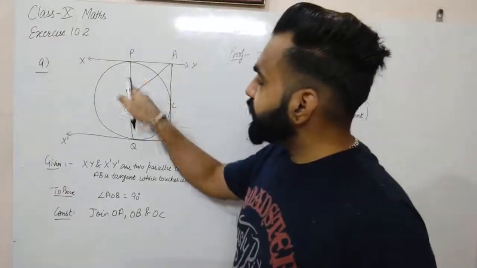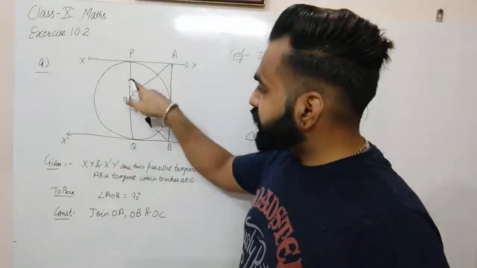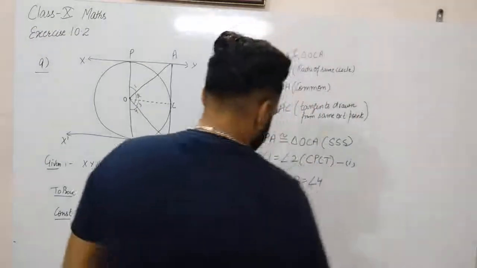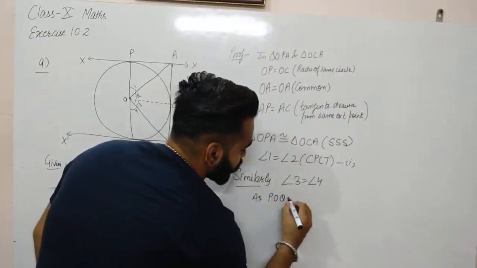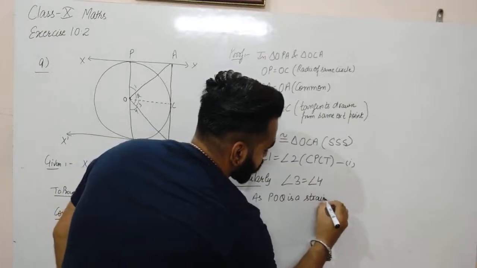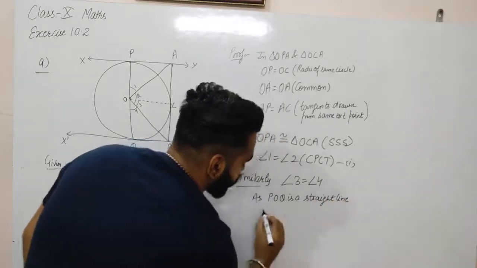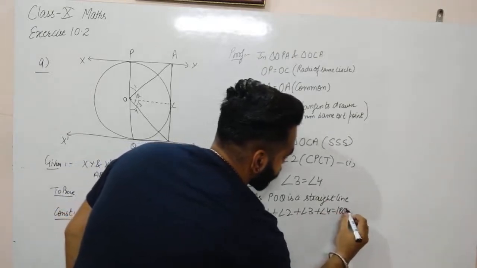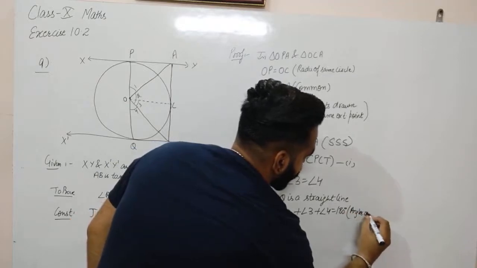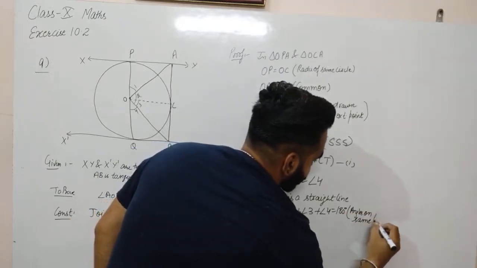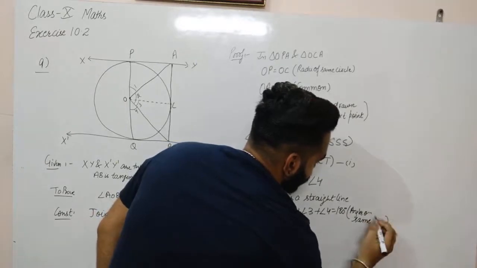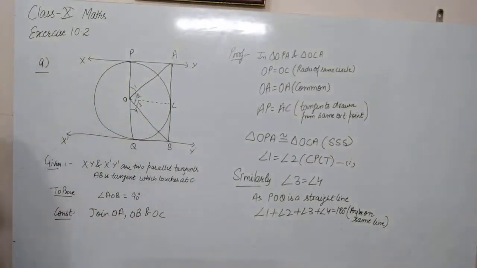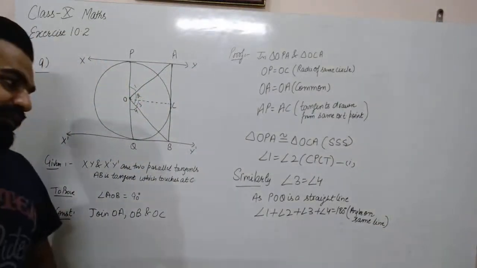Now we can see that POQ is a straight line, so the sum of all four angles will be 180. As POQ is a straight line, angle 1 plus 2 plus 3 plus 4 will be 180. Angles on the same line: adjacent angles lying on the straight line, and the sum is equal to 180.